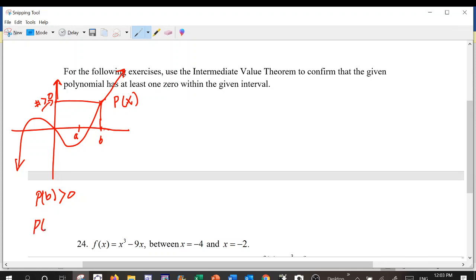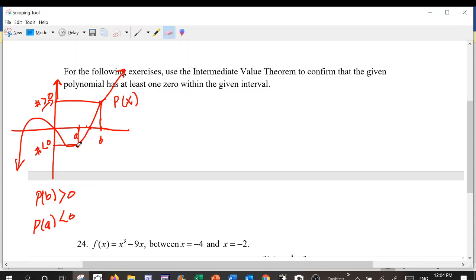And P of x at A, that means P of A is negative, obviously, because if you come down here, the y value here is what? This is a negative number. Now, the intermediate value theorem says that since P of B is positive and P of A is negative, then this graph must have a zero. That means it must have an x-intercept, a real zero, between A and B.